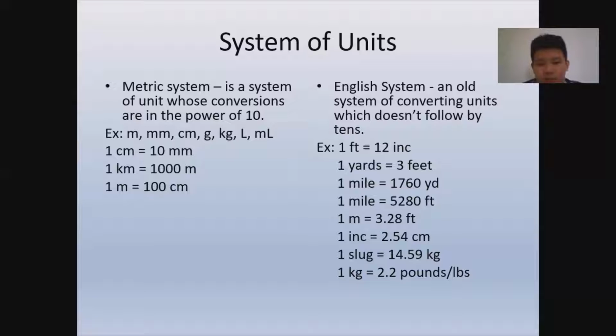And the second one is the English system, an old system of converting units which doesn't follow tens. For example: 1 foot is equal to 12 inch. 1 yard is equal to 3 feet. 1 mile is equal to 1,760 yard, and 1 mile is equal to 5,280 feet. 1 meter is equal to 3.28 feet, 1 inch is equal to 2.54 centimeter, 1 slug is equal to 14.59 kilogram, and 1 kilo is equal to 2.2 pounds or lbs.